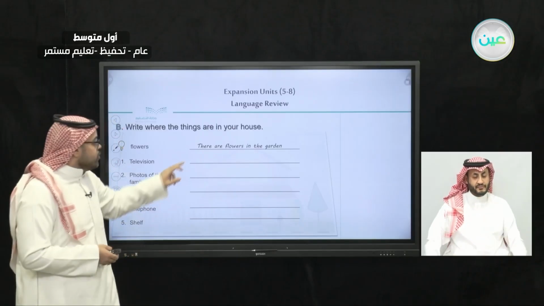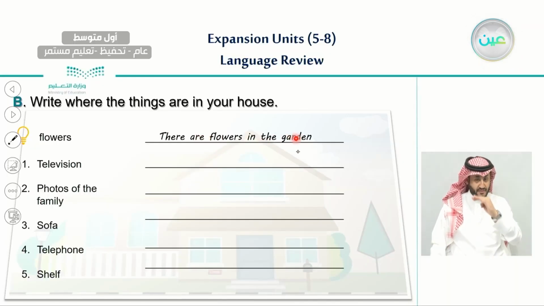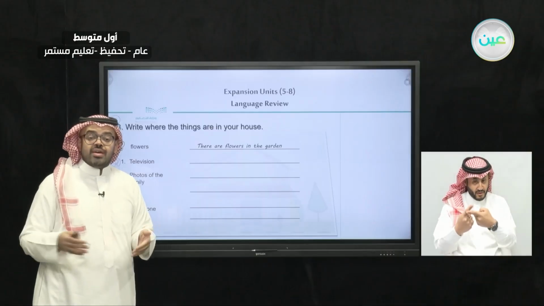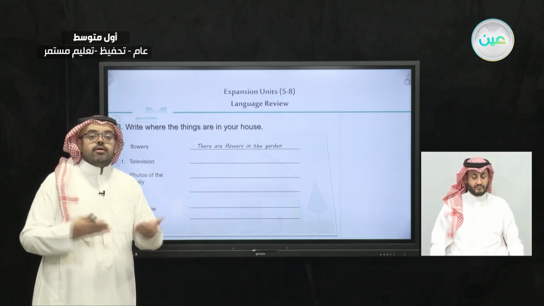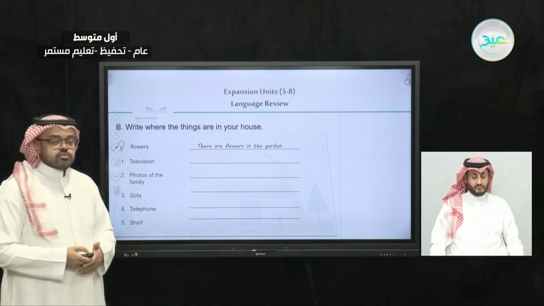So, for example, there are flowers in the garden. You see how easy that is? If we are going to talk about one thing, you start your answer with "there is." And if we want to talk about more than one thing, you start your answer with "there are." Let's try the first one.